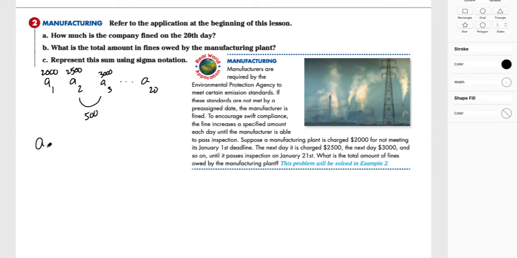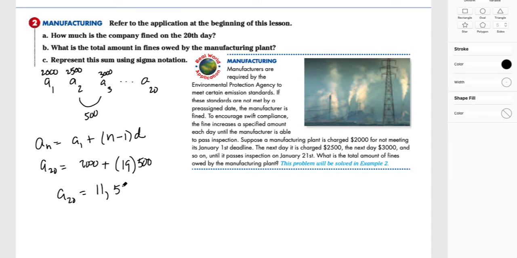And so we remember that a sub n is equal to a sub 1 plus the quantity n minus 1 times the common difference. And since we're dealing with the 20th day, we're going to write it like this. A sub 20 is equal to 2,000 plus 19, that's n minus 1, times 500. And so when we put all of that together, we get that on the 20th day, the manufacturer will be fined $11,500.